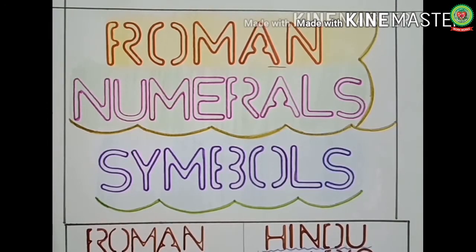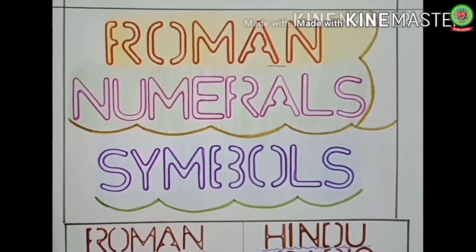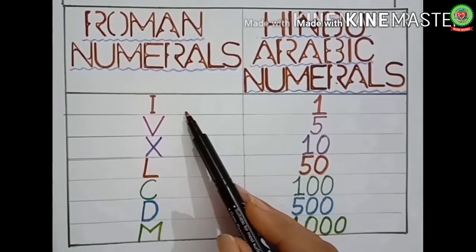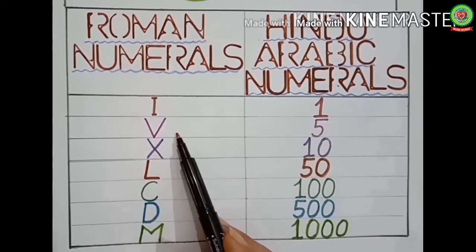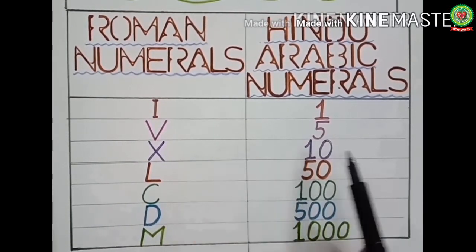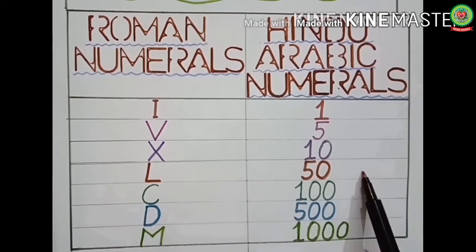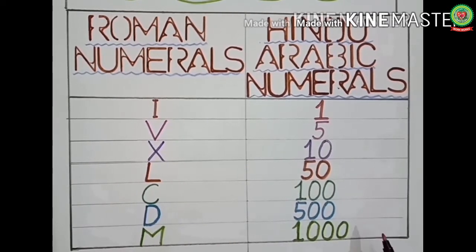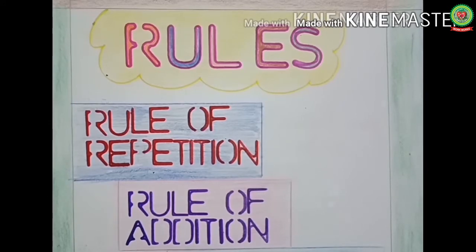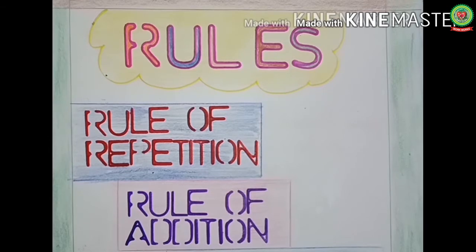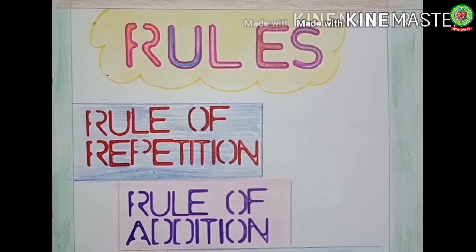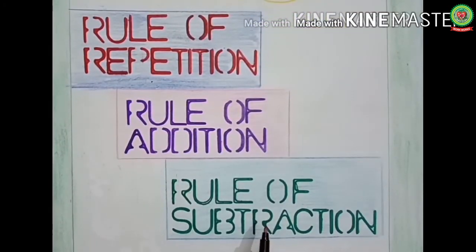The Romans used 7 distinct symbols in the Roman system. These symbols are I means 1, V 5, X 10, L 50, C 100, D 500, M 1000. Now students, there are some rules for writing the Roman numerals. These rules are rule of repetition, rule of addition, and rule of subtraction.